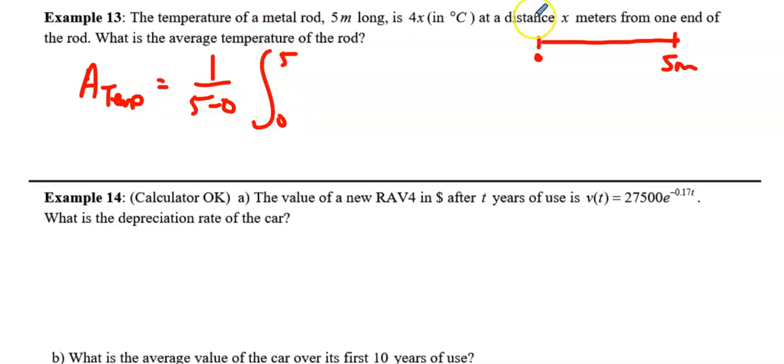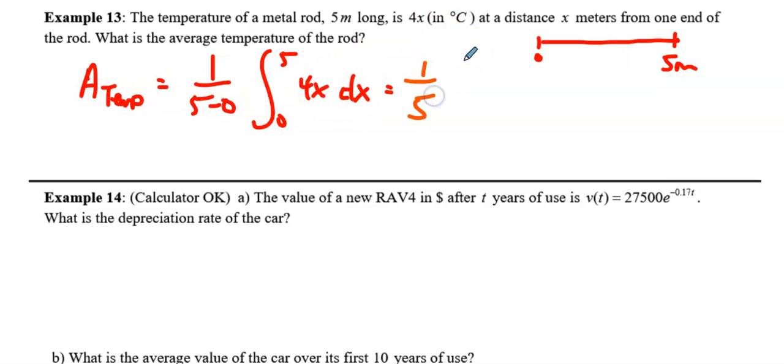So this is the distance from the beginning to the end. This is the overall distance, our interval from A to B, if you will, is 0 to 5. And then our function is just going to be 4x. So this tells us how we're going to find our temperature: 4x from the end of one rod. So it's going to be 4x dx.